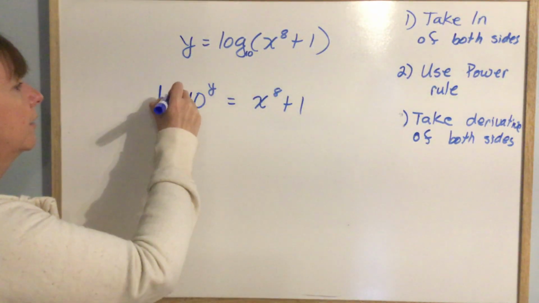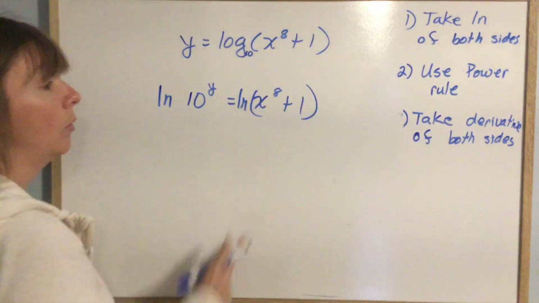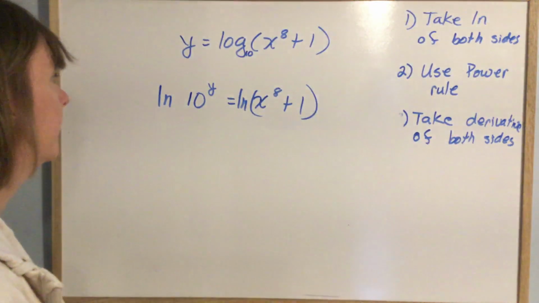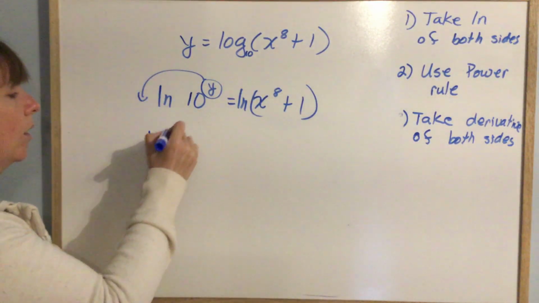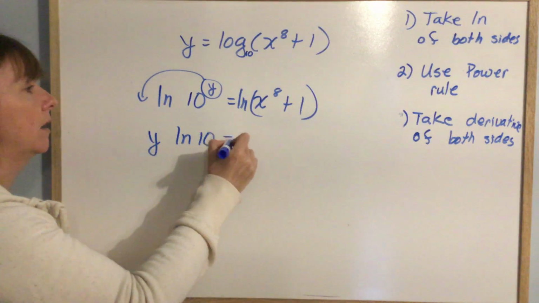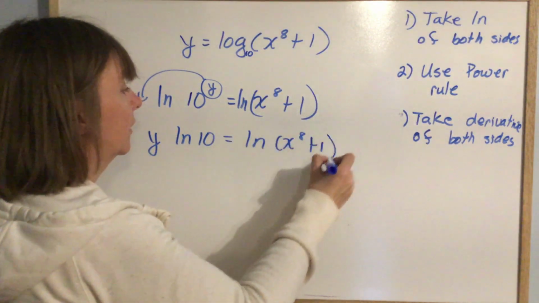Take the ln of both sides. So I'm taking ln of that whole thing, x to the 8th plus 1. Use your power rule. Bring your y down in front. y times ln 10 is equal to ln of x to the 8th plus 1.